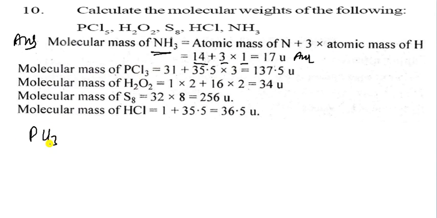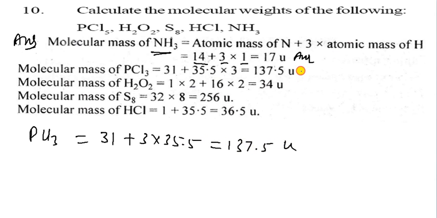Now molecular mass of PCl3, you have to write PCl3. P is 31 and Cl is 3 into 35.5. So we get 137.5 units. It is given here. So that one is your answer.